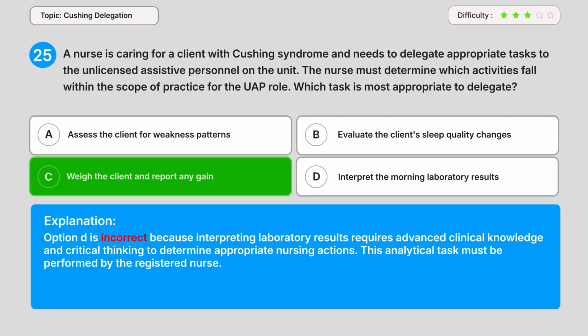Option D is incorrect because interpreting laboratory results requires advanced clinical knowledge and critical thinking to determine appropriate nursing actions. This analytical task must be performed by the registered nurse.